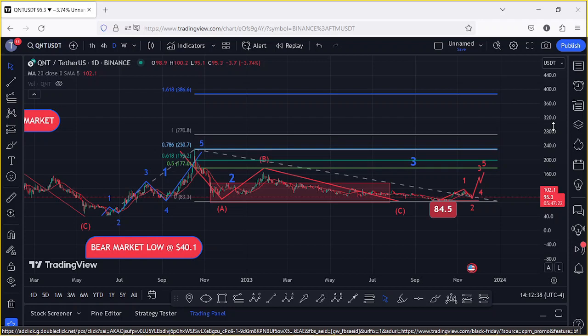So that is what I'm keeping my eyes on in the short term and also on the long term, and those are my pullback target areas.